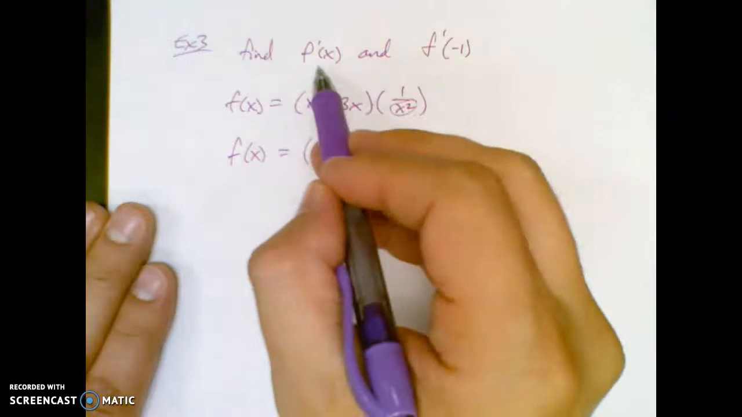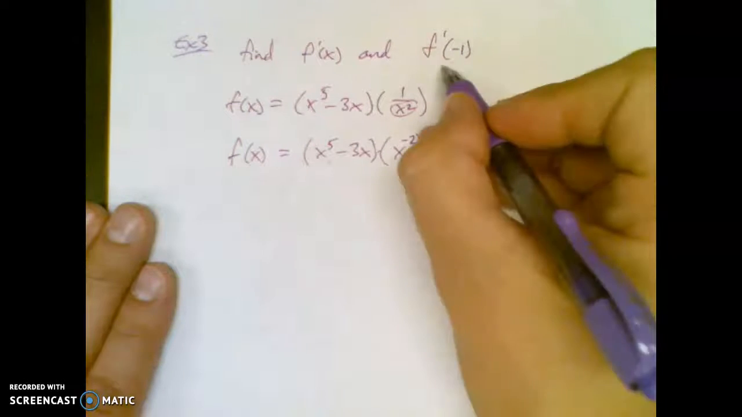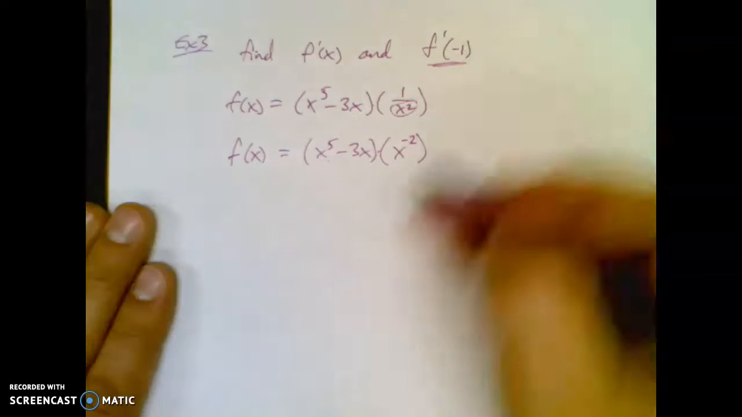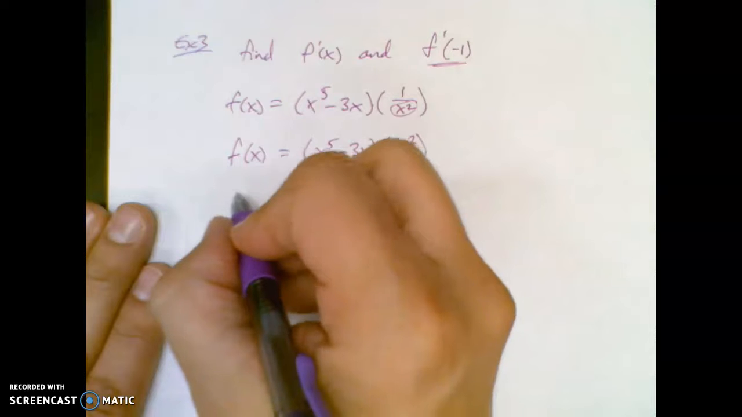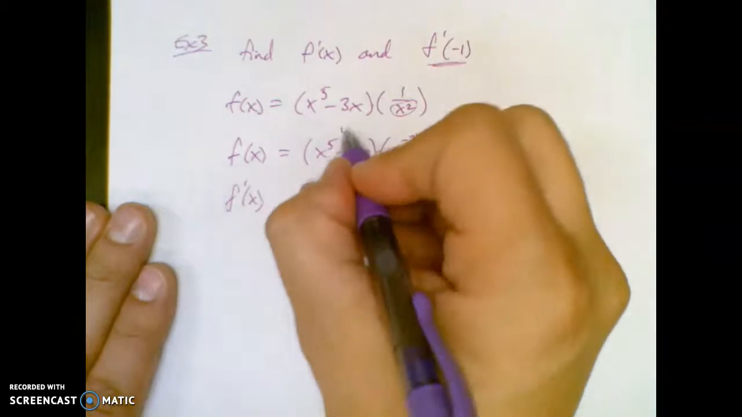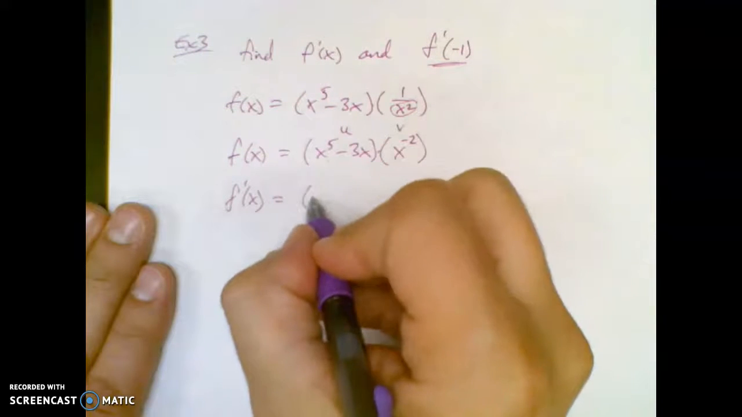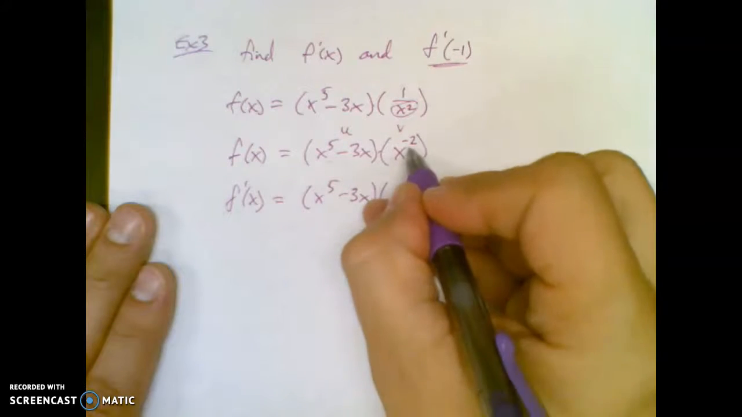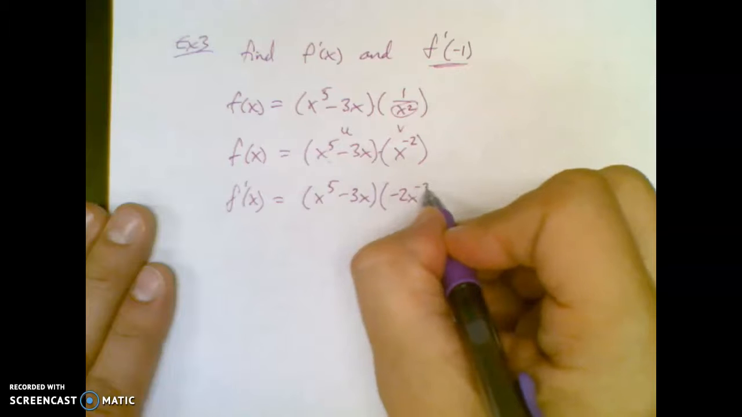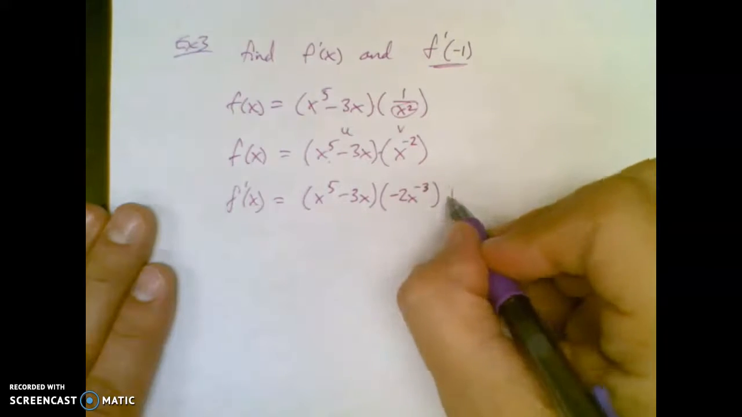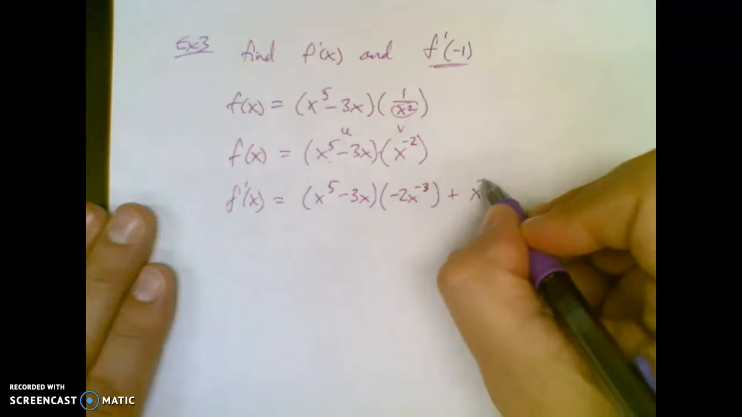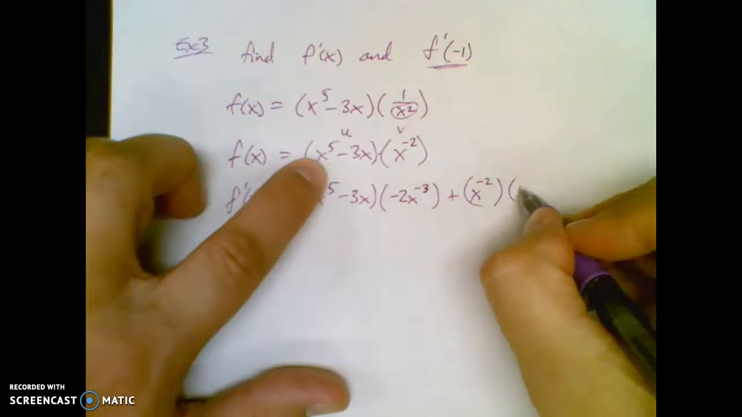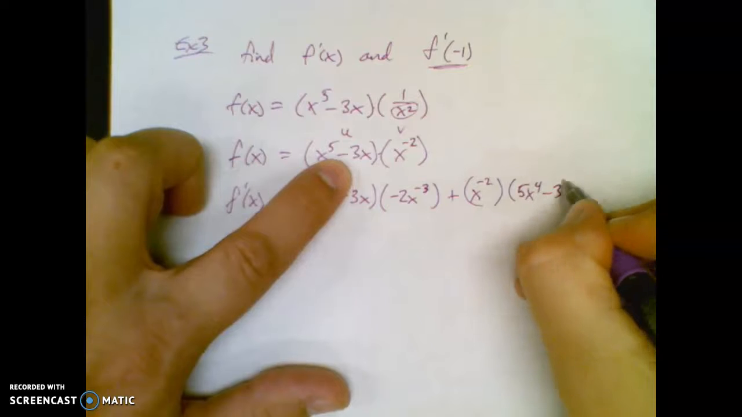My directions are find f prime of x and f prime of 1. What does that mean? That one right there means the derivative. I want to know the slope when x equals 1 of my original graph. So now I'm going to do the product rule. If this is u and this is v, I have u times v prime, which is negative 2x to the negative 3. Don't rookie that one up. Plus v times u prime, which is 5x to the 4th minus 3.